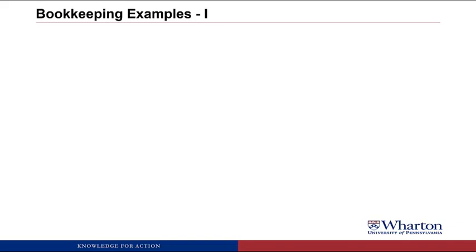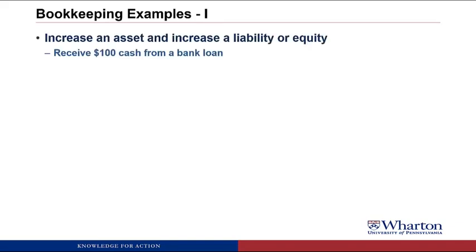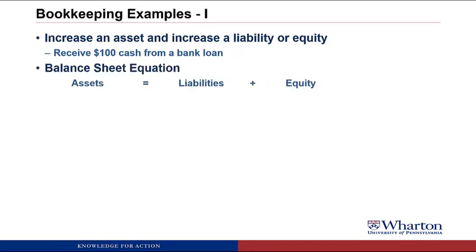Okay, let's reinforce everything that we've learned with a series of 4 examples. In the first example, we're going to increase an asset and then increase either a liability or equity. In this case, we receive $100 cash from a bank loan. The accounts involved are cash and notes payable, both of which increase by $100. On the balance sheet equation, we would see that assets would go up by $100, that's the cash. Liabilities would go up by $100, that's the note payable or obligation to the bank, and equity is unchanged.